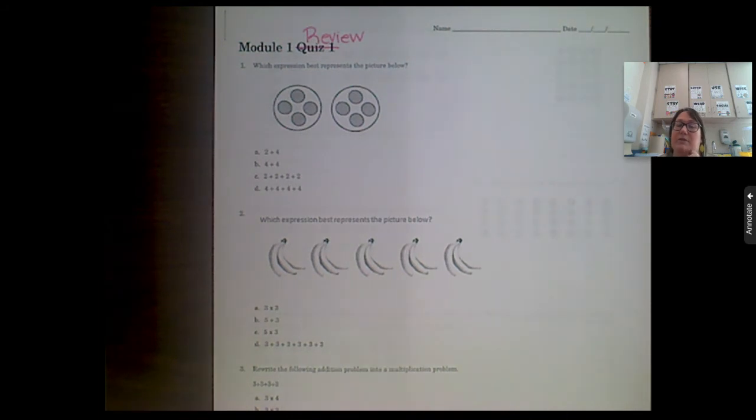We don't just hand you a whole packet of tests to do when you pick up your new materials for the week or for the month. We're just getting ready. This is a review, and then we'll have a mid-module assessment after this.